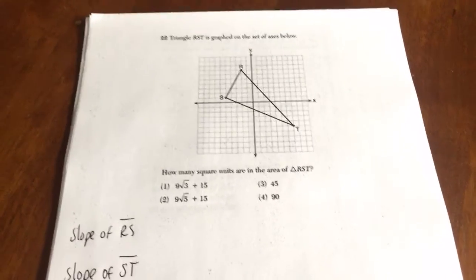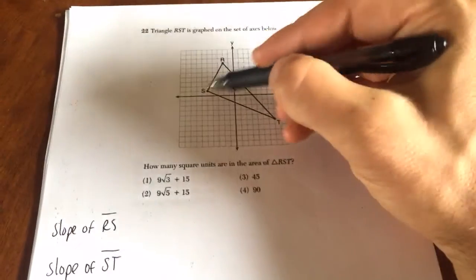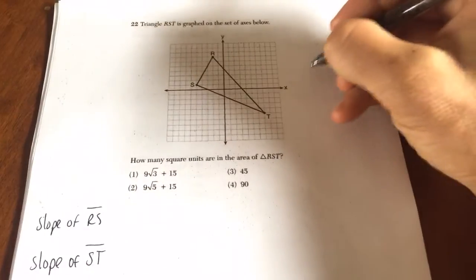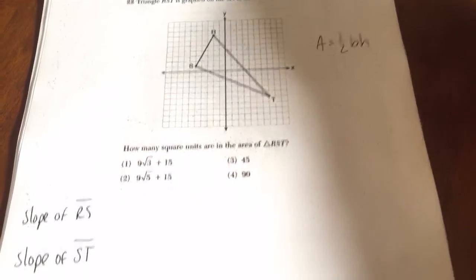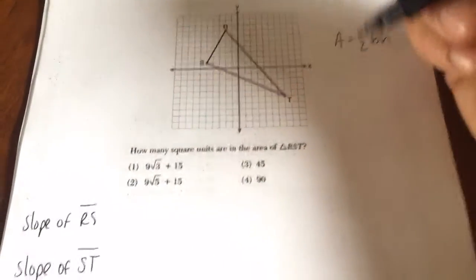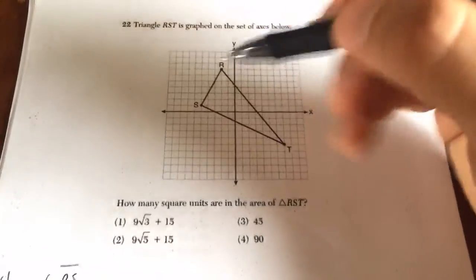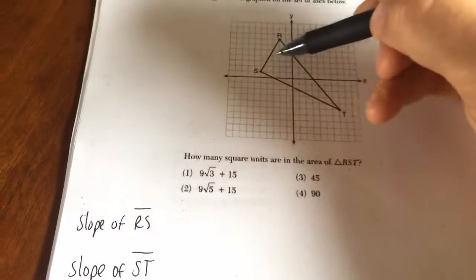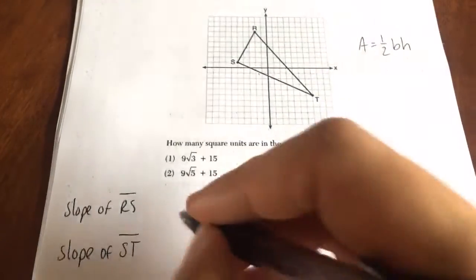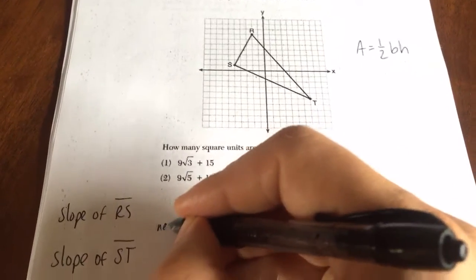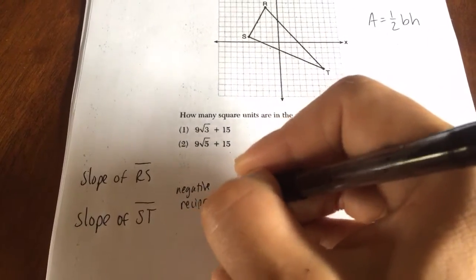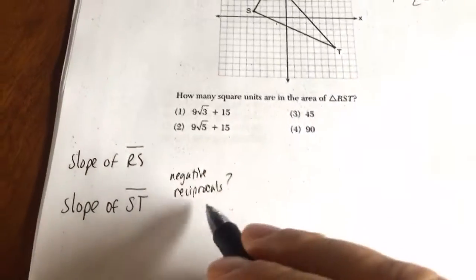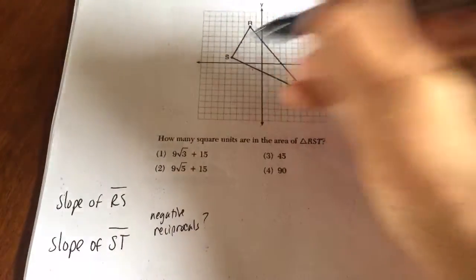In number 22, since this looks like a right triangle, I am going to use area, 1/2 base times height. Well, I can't just assume it's a right triangle. I have to give you a reason why. So what I'm going to do is find the slope of these two segments. If they are negative reciprocals, then there's a right angle there.